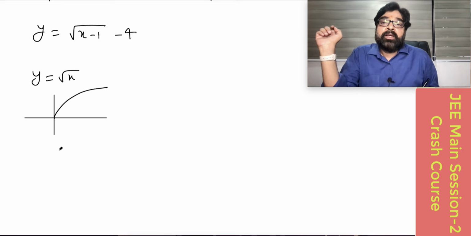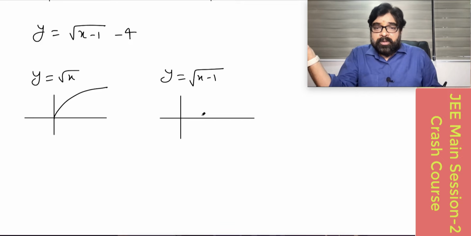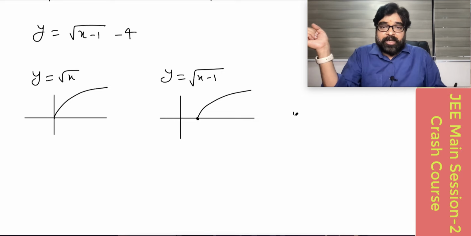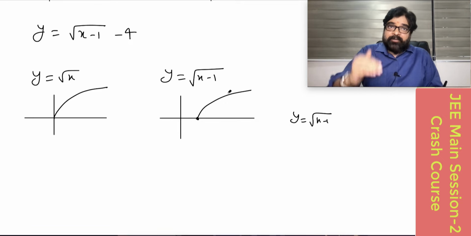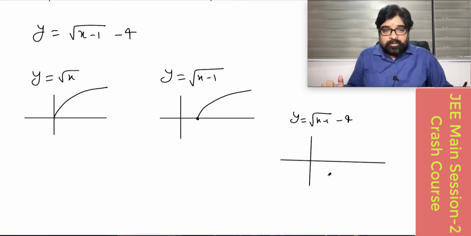Now we want y equal to root of x minus 1. So 1 unit right side. Your first method will apply. This coordinate is 1 comma 0. Now, we also want minus 4. So this graph I will shift 4 units down. f(x) is known, I want f(x) minus 4. So 4 units down. Something like this.